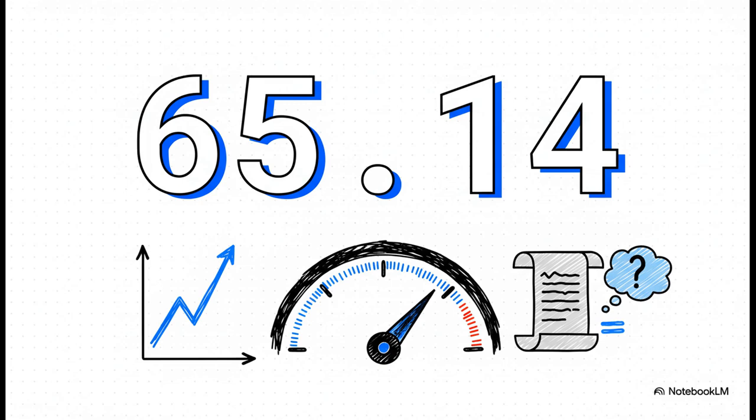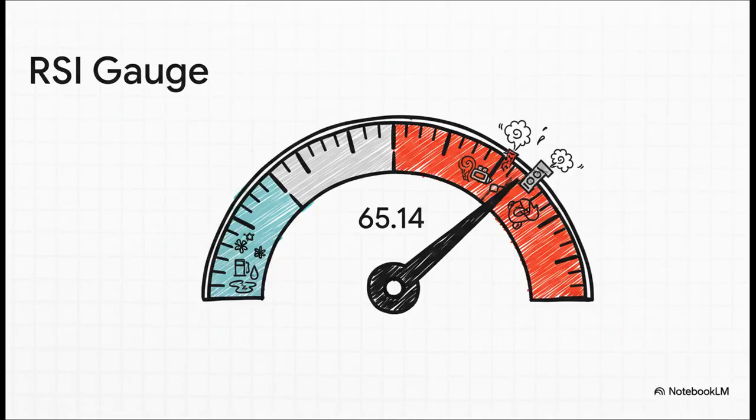It's just a number. It needs context. So let's put it on the gauge. So here's the scale. Anything above 70 is often seen as overbought, kind of like the engine is redlining. Below 30 is oversold. At 65.14, MU is showing some seriously strong momentum. It's moving fast, no doubt about it, but it hasn't quite hit that potential exhaustion point yet. The foot's on the gas, but it's not slammed to the floor.